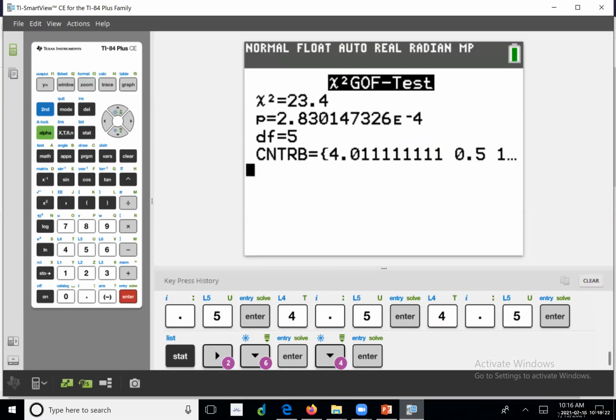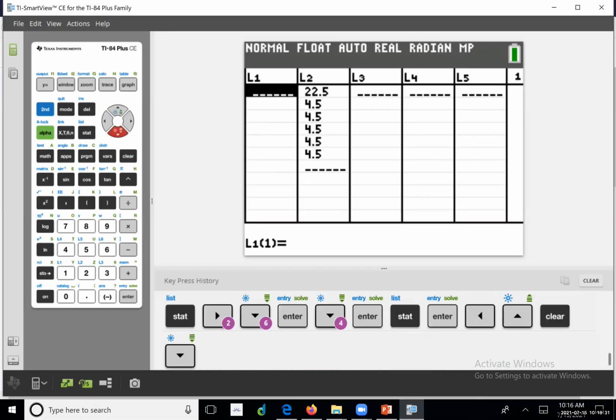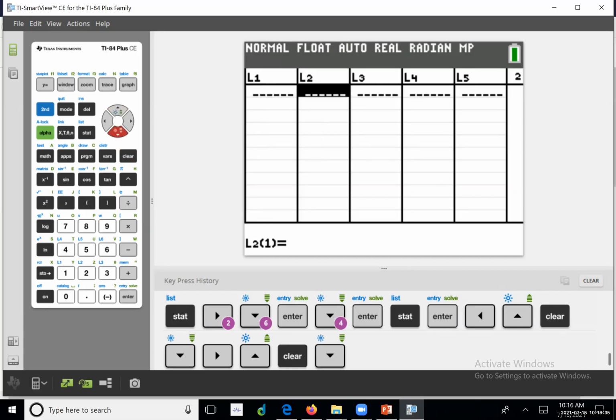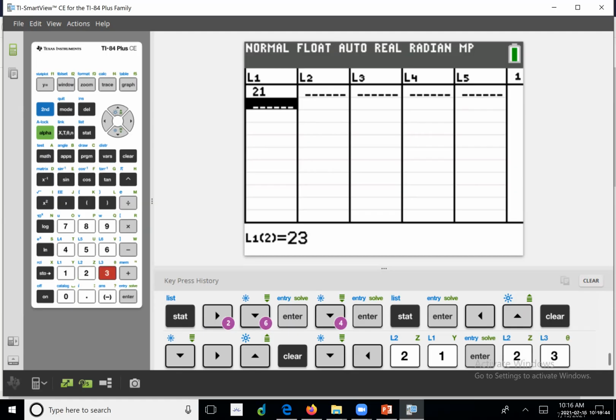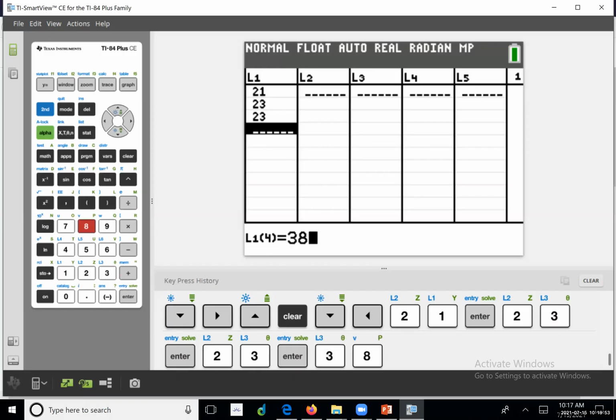Okay, so let's just put that in L1. So in L1: 21, 23, 23, 38.